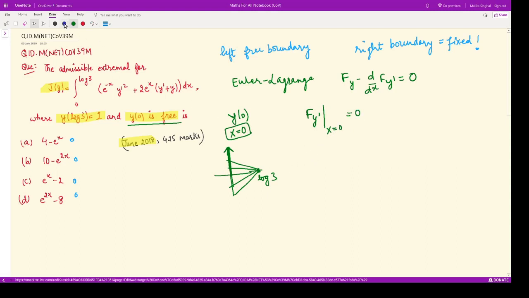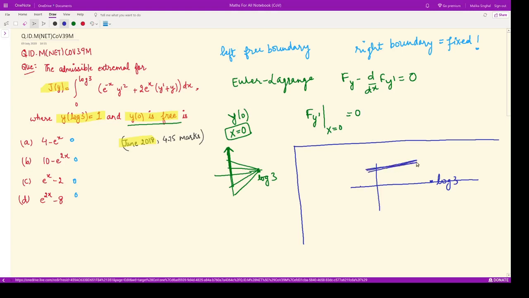In some cases, there is another situation. Let us see that also. Suppose this log of 3 is fixed and here you have some other line, say some horizontal line. In that case, what could your extremal be? For that, you have another condition, that is f minus y dash f y dash at the given point, whatever the point x1 is, is 0. So this condition should be used.